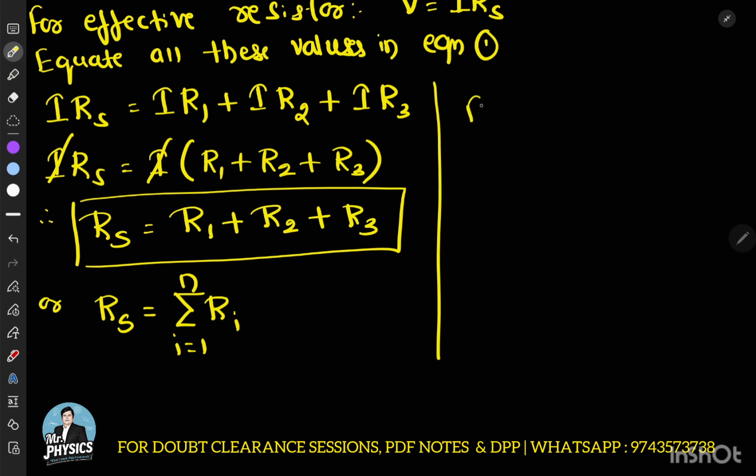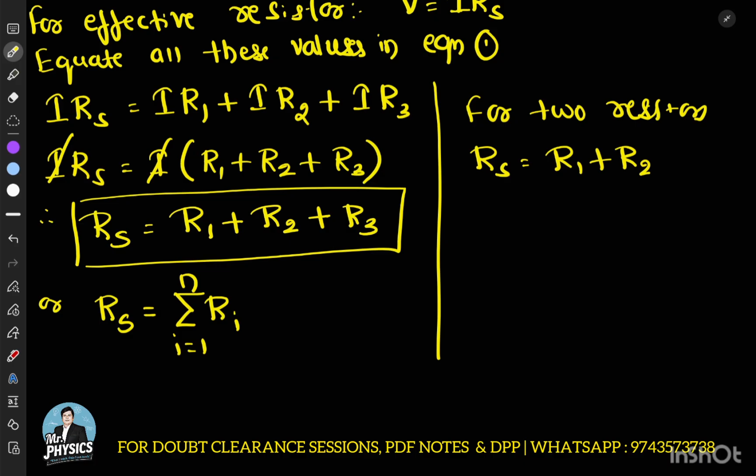Like for two resistors, the equation becomes Rs equal to R1 plus R2. If there are four resistors, Rs equal to R1 plus R2 plus R3 plus R4. So overall, to calculate the effective resistance, we need to add the values.